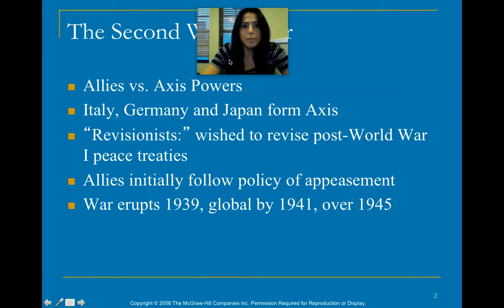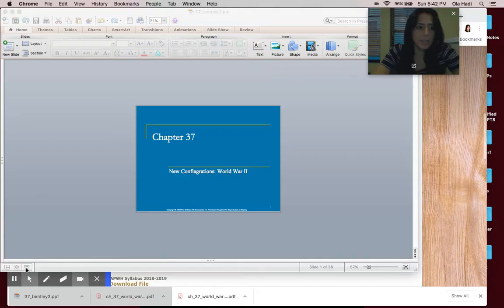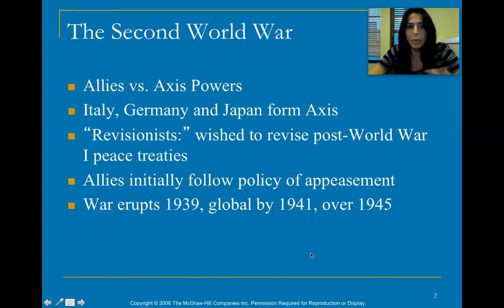So using the book is a little bit different than using the PowerPoint. With the PowerPoint, they talk about the fact that there are going to be 2 major sides in this hostility. There's going to be the Allies versus the Axis powers. On the Axis side, you have Italy, Germany, and Japan. We're going to study Japan's opening shots in the war first. They're revisionists because they wanted to revise the post-World War I peace treaties.